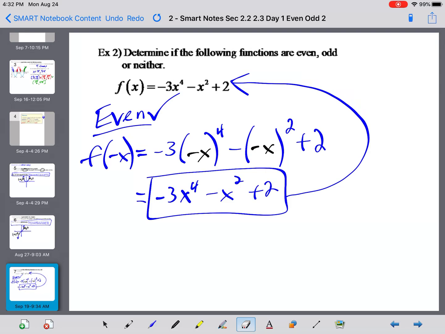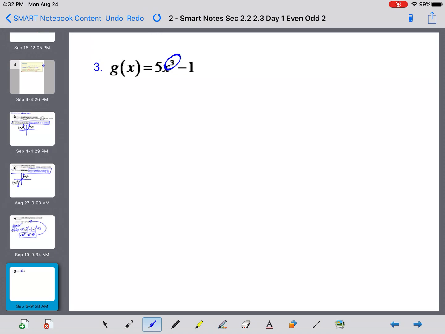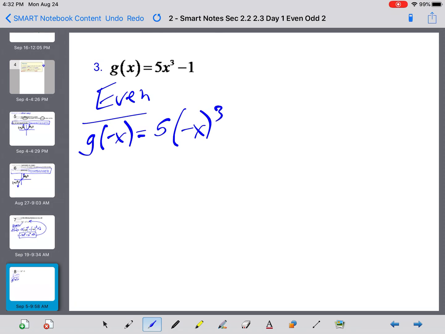Now there's a reason I'm starting with even functions first. Let me show you. Again, ignoring the exponent, that doesn't guarantee anything. Let's do our tests. Let's plug in negative x to test whether it's even. So if I plug in a negative x, I get 5 times negative x cubed minus 1. Because this is a negative number to an odd exponent, that is going to change signs. This negative x cubed is going to become negative x cubed. The negative 1 doesn't have an x, so it's not being changed at all.